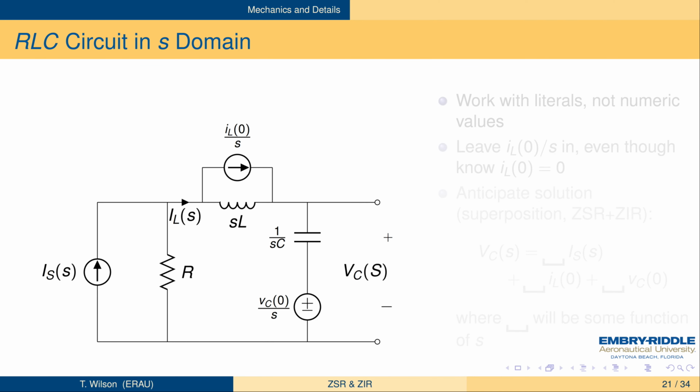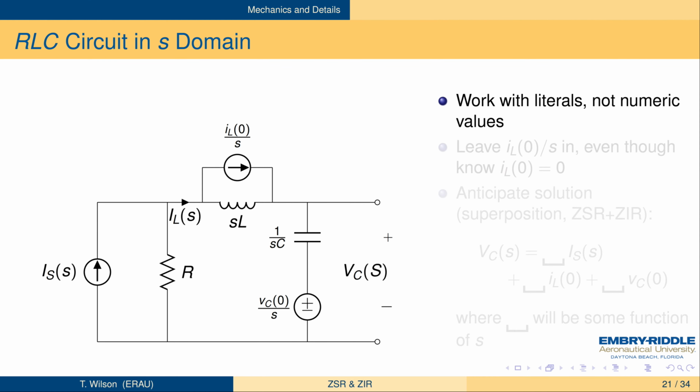So when we take this circuit to the S domain, we replace the inductor by the impedance SL in parallel with the initial current divided by S. We replace the capacitor by the impedance 1 over SC in series with the initial voltage VC of 0 divided by S. We indicate the output voltage VC of S, and the input current source turns into I sub S of S. The resistor is just R.